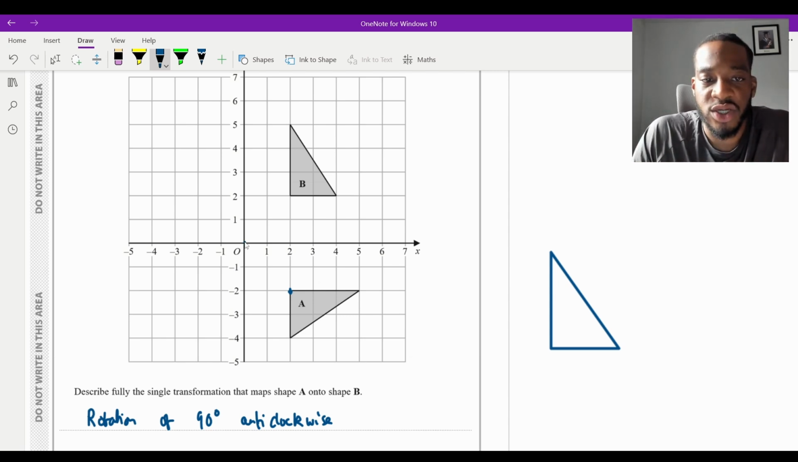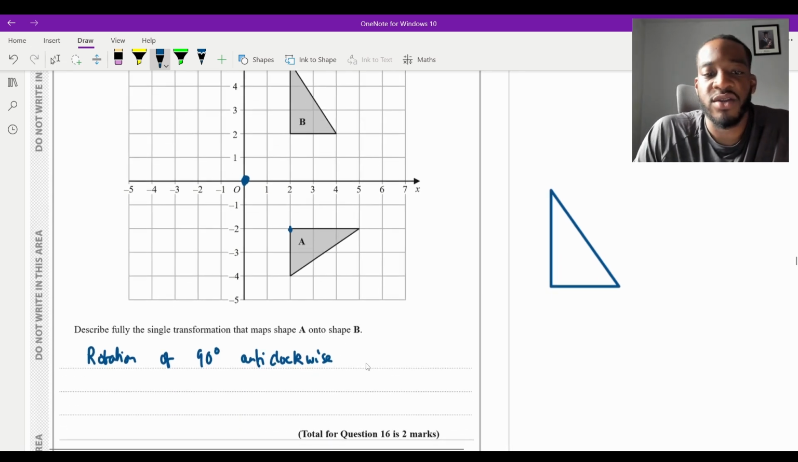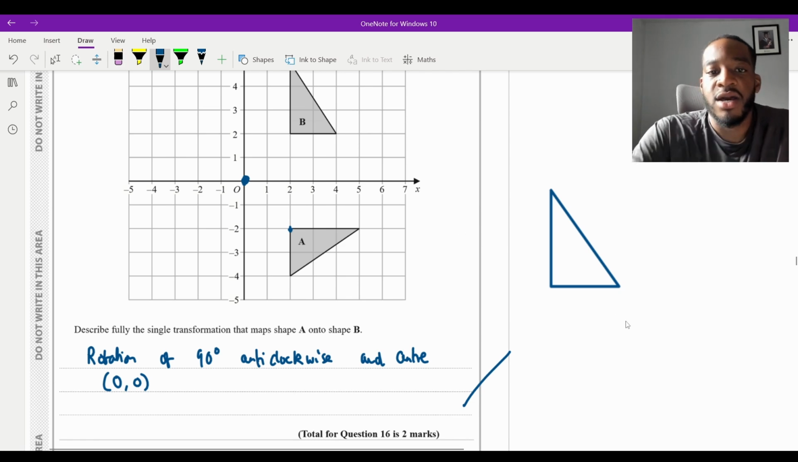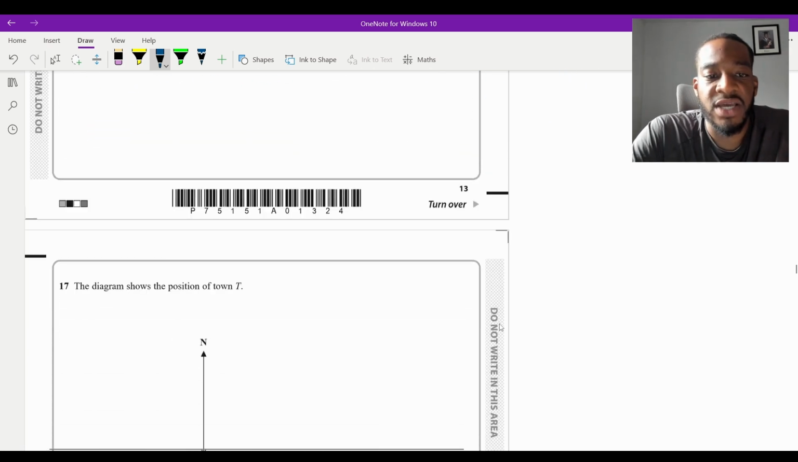And with this one, it's just going to be at the center. You can try it on your own. But yeah, so the answer is rotation 90 degrees, and the center is just going to be 0, 0, or the origin, and it'll give you the 2 marks. And that's done. Now let's go to question 17.